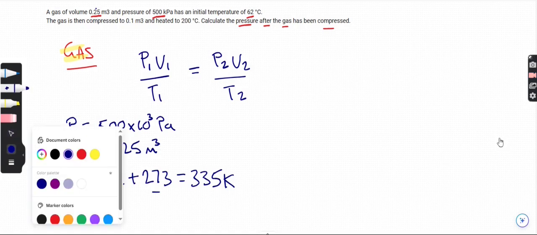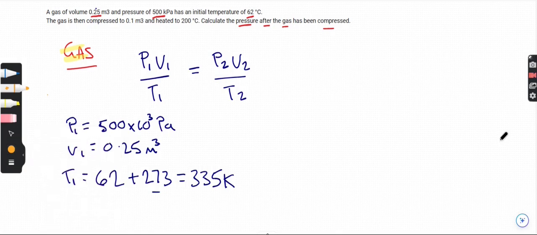Now, the gas is then compressed to 0.1. So V2 now is 0.1. We're squashing it. Right, that's the change. Gas is compressed to 0.1 and heated to 200. So T2 is going to be 200. Can we use that? No, we can't. We've got to add 273 to it. So we've got to turn it into Kelvin. That gives me 473 K. Make sure you put everything in Kelvin. So that's 200 in K.